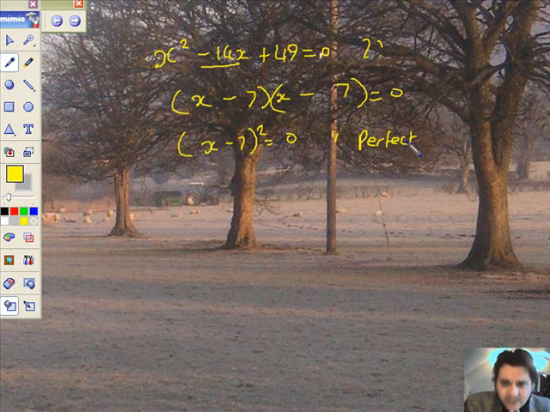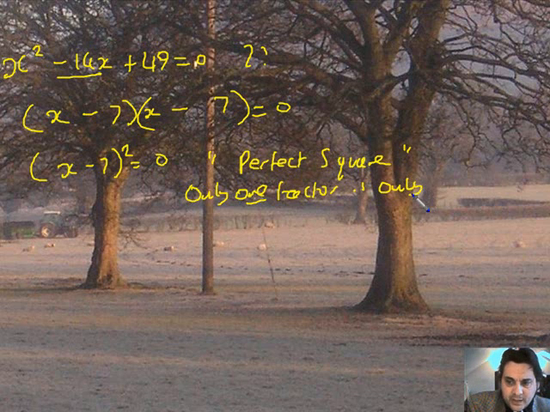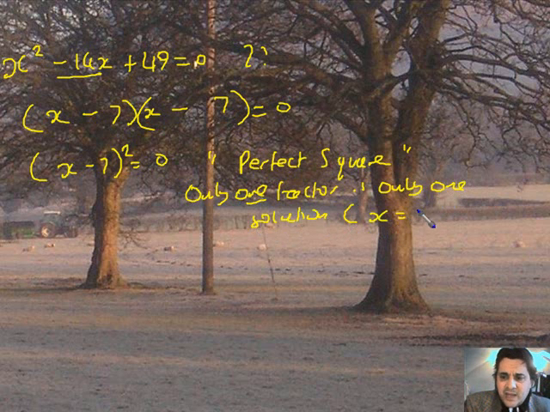Look, x minus 7 squared is 0. That's called a perfect square, and only one factor, therefore only one solution. And let's give it the solution, let's not mess about. x equals 7 and write the word only. There you go, shown it.